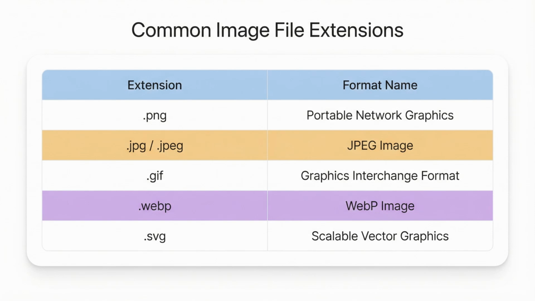Here's a quick reference for the most common image extensions you'll encounter in web development. PNG is great for images that need transparency. JPEG is ideal for photographs because it compresses well. GIF supports simple animations. WebP is a modern format with excellent compression. And SVG is a vector format, perfect for icons and logos. Knowing which format your image is saved in tells you exactly what extension to use in your src attribute.